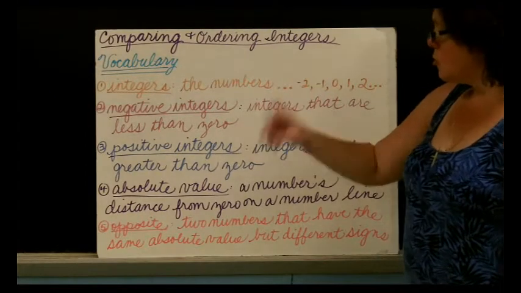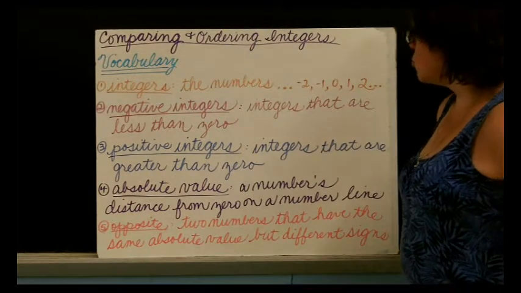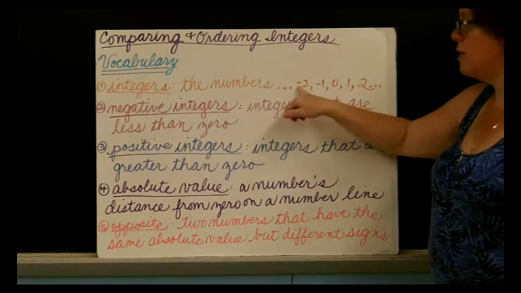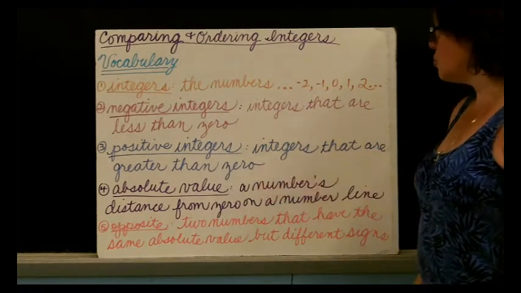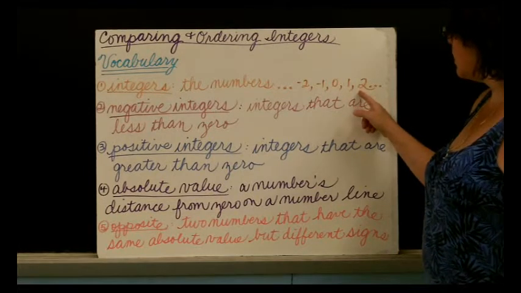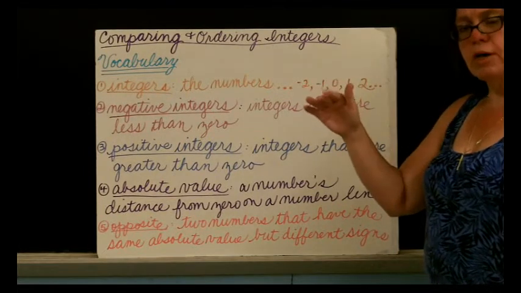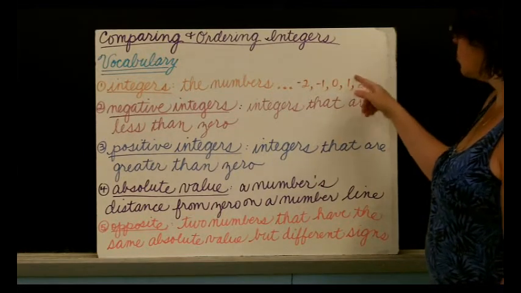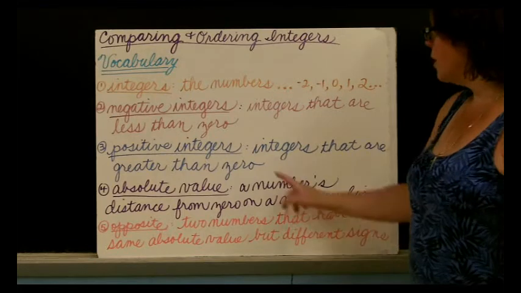Negative integers, which is our second term, are the integers that are less than 0, and they are indicated here with a negative sign. Positive integers are the integers that are greater than 0. When you see a number that does not have a visible sign, you assume that it's positive, but if you wanted to, you could put a little plus sign next to them.